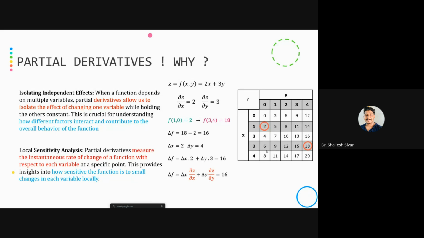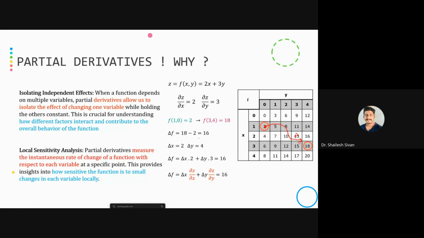It is 18, right? So when the function is changing from the point 1, 0 to the point 3, 4, what is the change in the value? It is 18 minus 2, right? What is 18 minus 2?